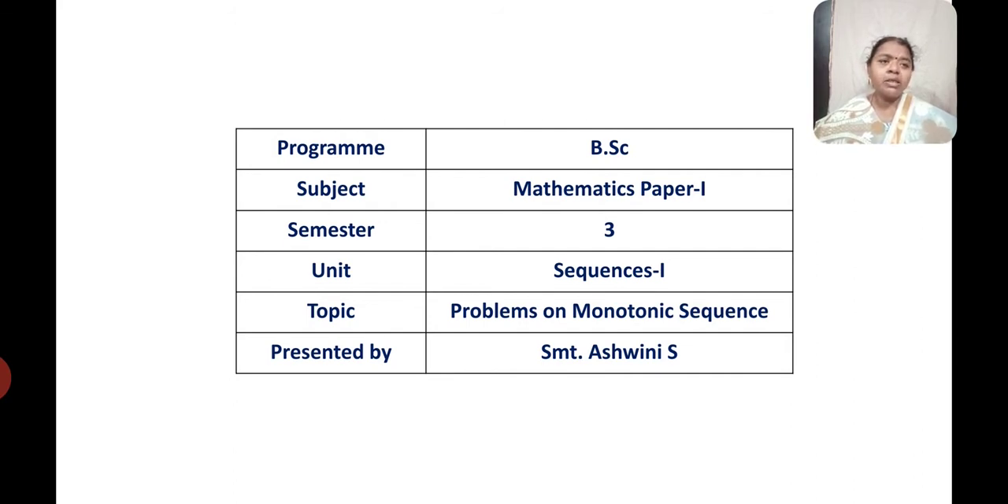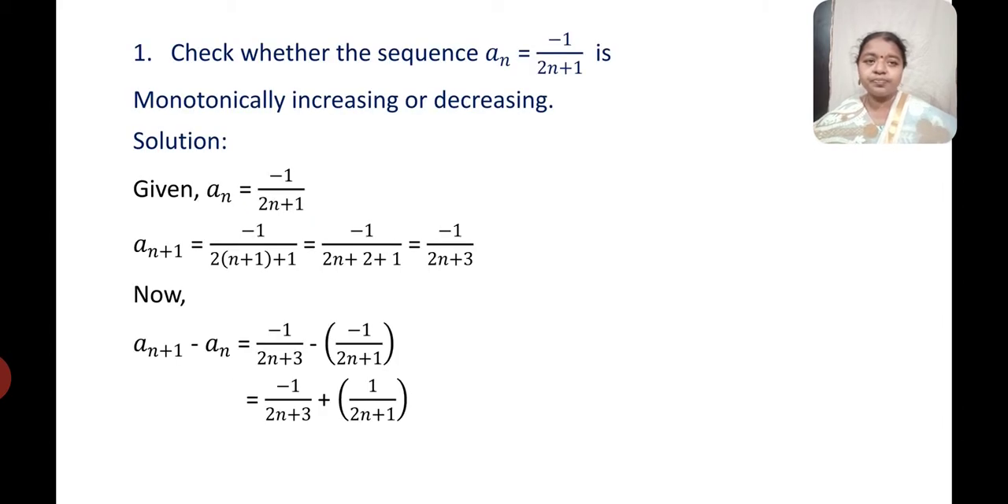We have already learned the definitions of monotonic sequences. Now let's solve a few problems on monotonic sequences. The first problem says, check whether the sequence an is equal to minus 1 by 2n plus 1 is monotonically increasing or decreasing. The main concept to remember is, we have to find out an plus 1 minus an. If it is greater than 0, we say it is monotonically increasing. If it is less than 0, we say it is monotonically decreasing. So let's see what happens to this particular problem.